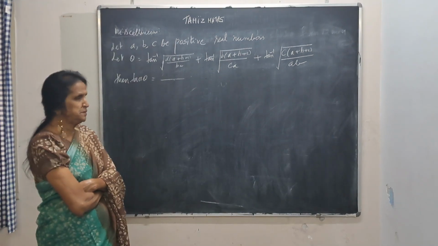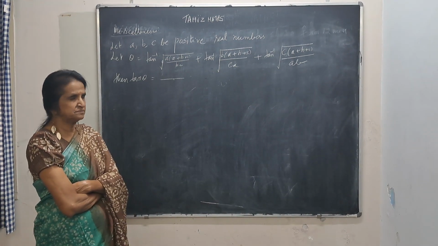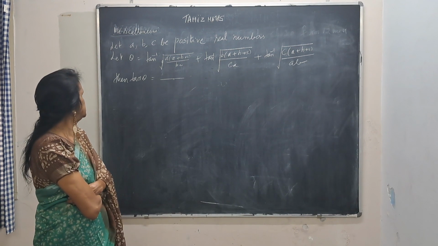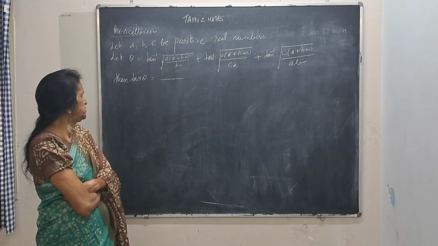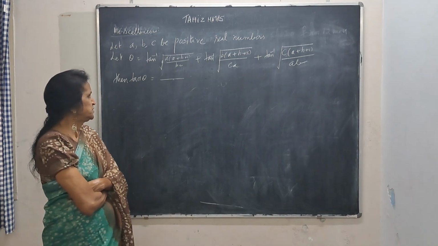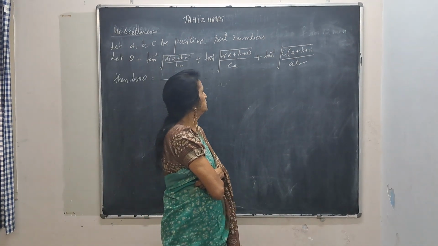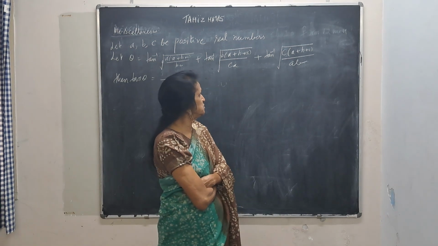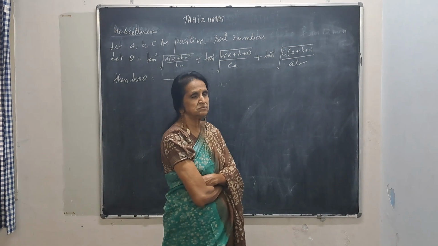If A, B, C are positive real numbers and theta is tan inverse root of A into A plus B plus C by BC, plus tan inverse root of B into A plus B plus C by CA, plus tan inverse root of C into A plus B plus C by A.